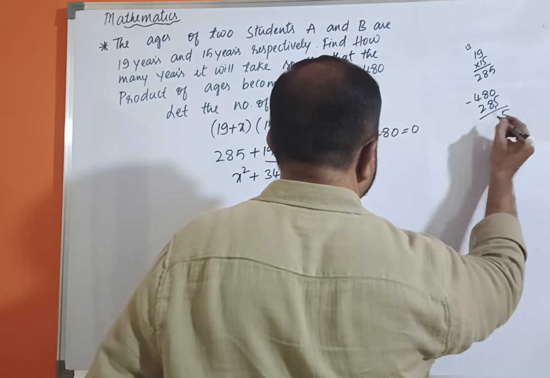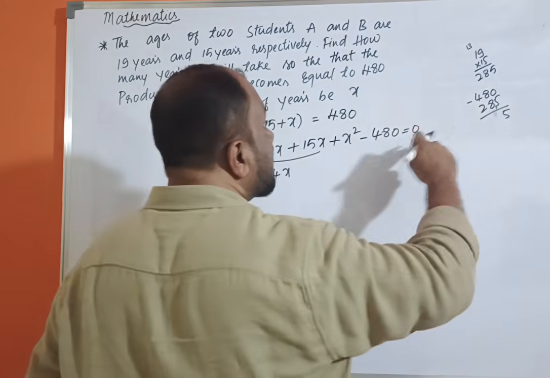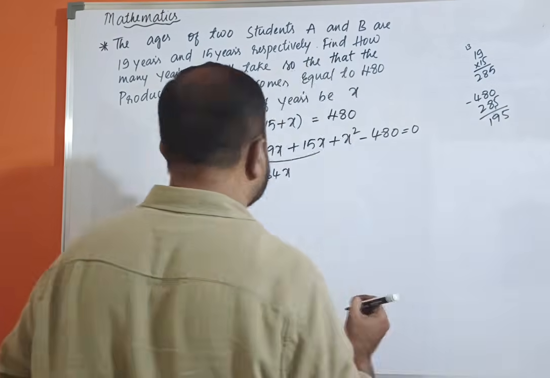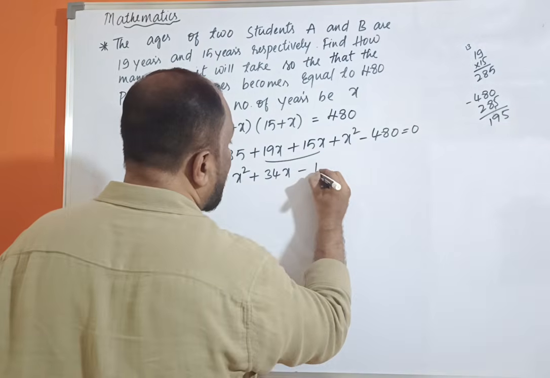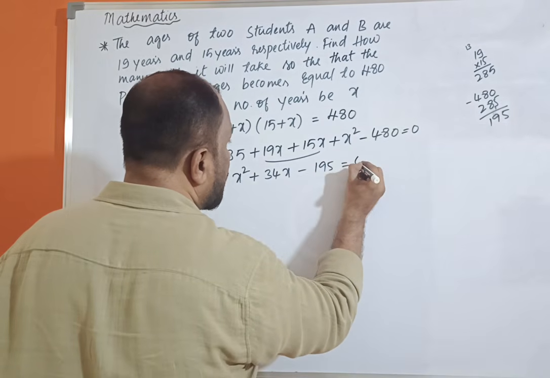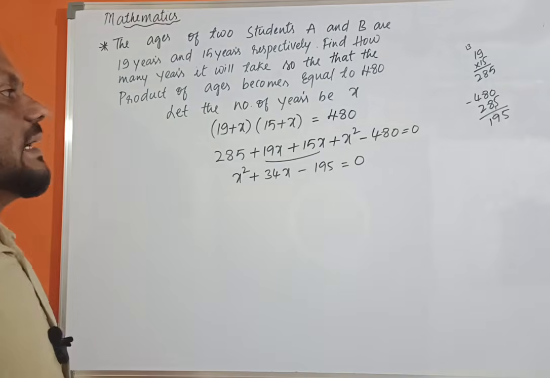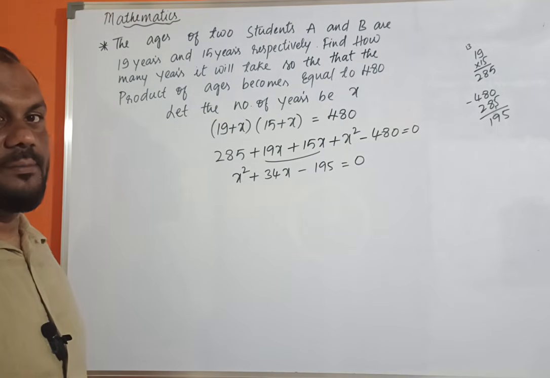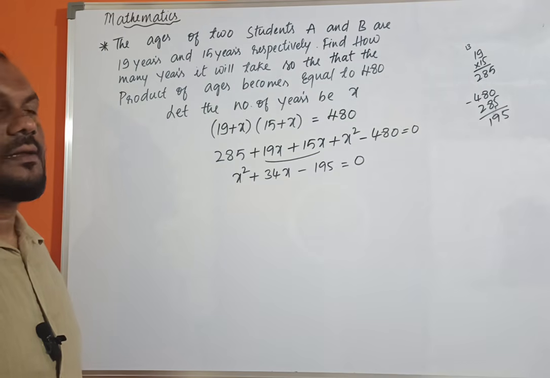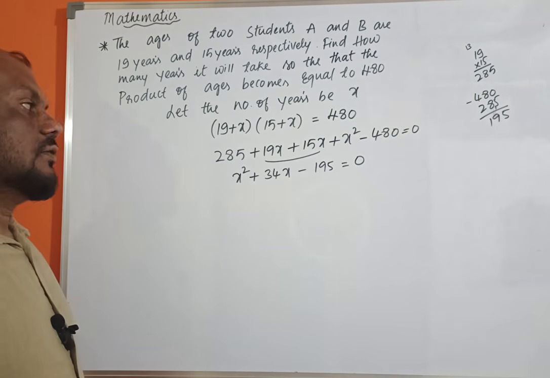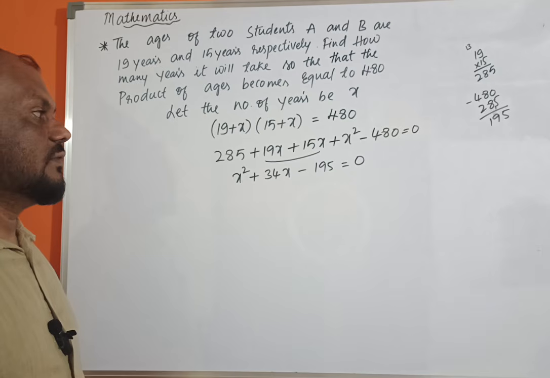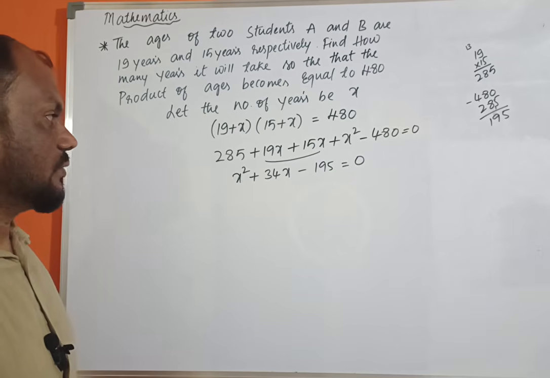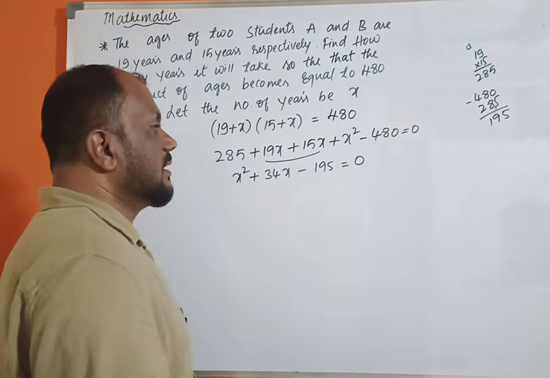What do you get here? 5. 7 minus 9. 3 minus 2, 1. 195. So 195 is equal to 0. Minus 480 plus 285, one positive, one negative. So we have to subtract because of different sign. Now find out the two factors which, when you multiply, should give 195, and when you add, should give 34. So we'll find out.